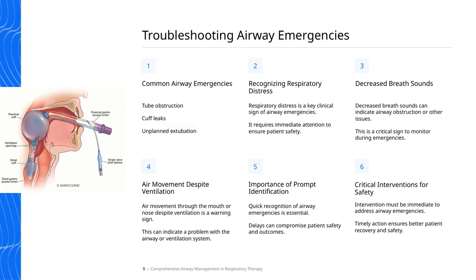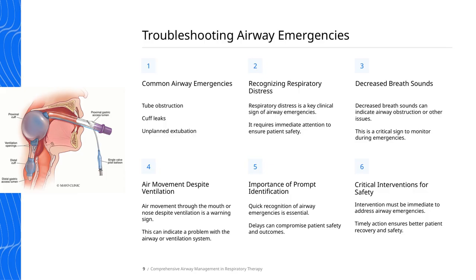A key warning sign to watch for is if there's air movement through the mouth or nose despite ventilation efforts. This suggests there might be a problem with the airway or the ventilation system itself and needs to be addressed right away. Decreased breath sounds are another critical indicator. If you notice this, it could mean there's an airway obstruction or some other issue that needs urgent attention. Respiratory distress is also a major sign of airway trouble. It's something we have to recognize immediately so we can intervene and ensure the patient's safety.